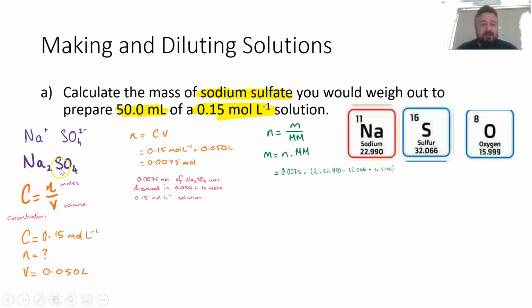Plus 4 times, because that little 4 there, 4 times the molar mass of oxygen, which is 16.999. This is a little aggressive. It's very rare that you'll see oxygen as anything other than 16.0.